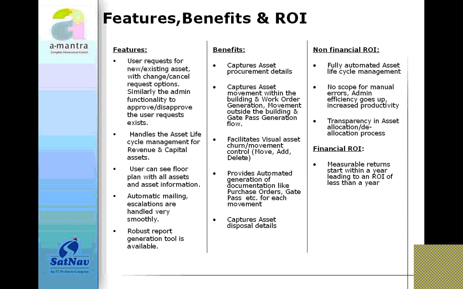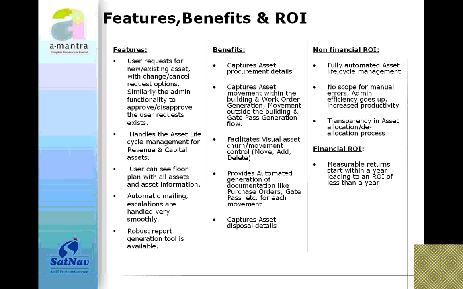These are the features with which you can track the new, existing or refurbished assets that have been brought into the company. At any given point of time, you can see how many requests are raised for a given asset and plan the assets based on the requirement. Then you can handle the asset life cycle for revenue and capital assets. You can see a floor plan with all the assets and asset information. You have an automatic email escalation, handled very smoothly between the person who has raised the request and the person who is approving it.